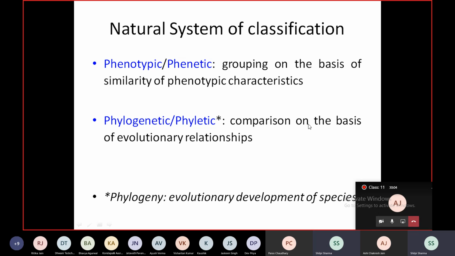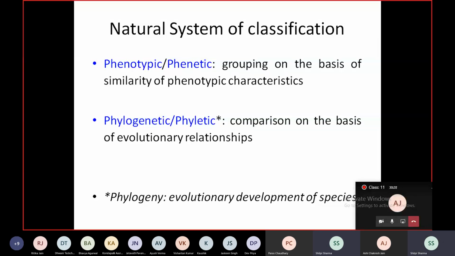Phenetic classification refers to grouping on the basis of mutual similarity of phenotypic characters, those that you can observe. I mean, these are the characters which a genotype decides and that is expressed. Here, a system is considered to be the best or robust if the maximum number of attributes are taken into consideration.